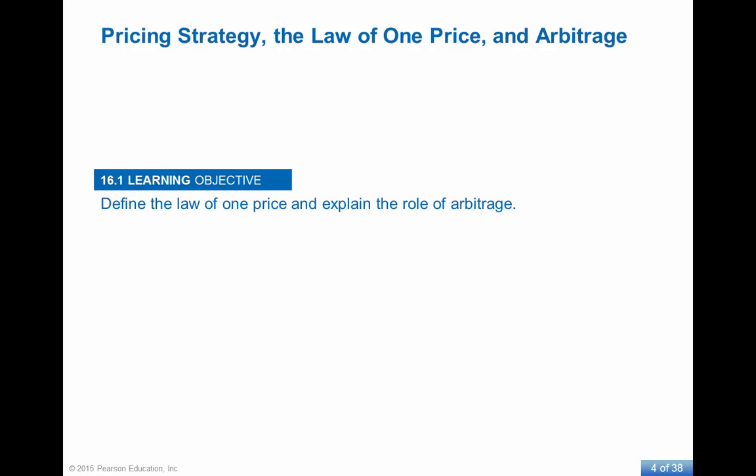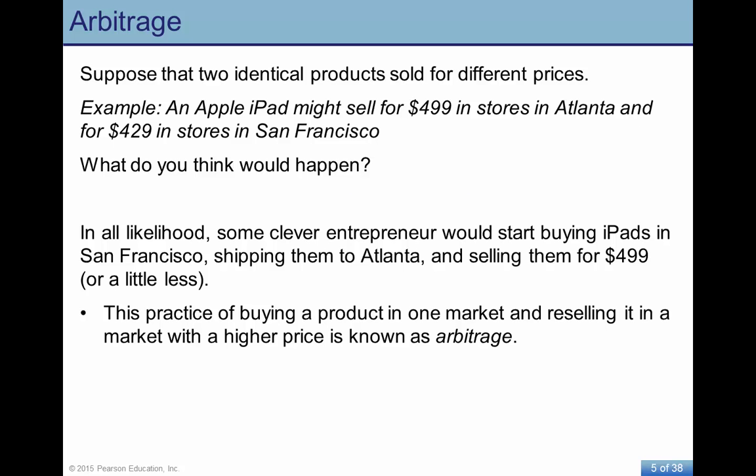Pricing strategy, the law of one price and arbitrage. Define the law of one price and explain the role of arbitrage. Arbitrage. Suppose that two identical products sold for different prices. As for example, an Apple iPad might sell for $4.99 in stores in Atlanta and for $4.29 in stores in San Francisco.